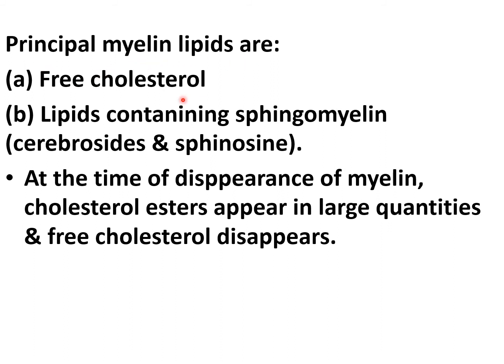Principal myelin lipids are free cholesterol, then lipids containing sphingomyelin or cerebrosides, and sphingosine. And at the time of the disappearance of the myelin, cholesterol esters appear in large quantities and free cholesterol disappears.